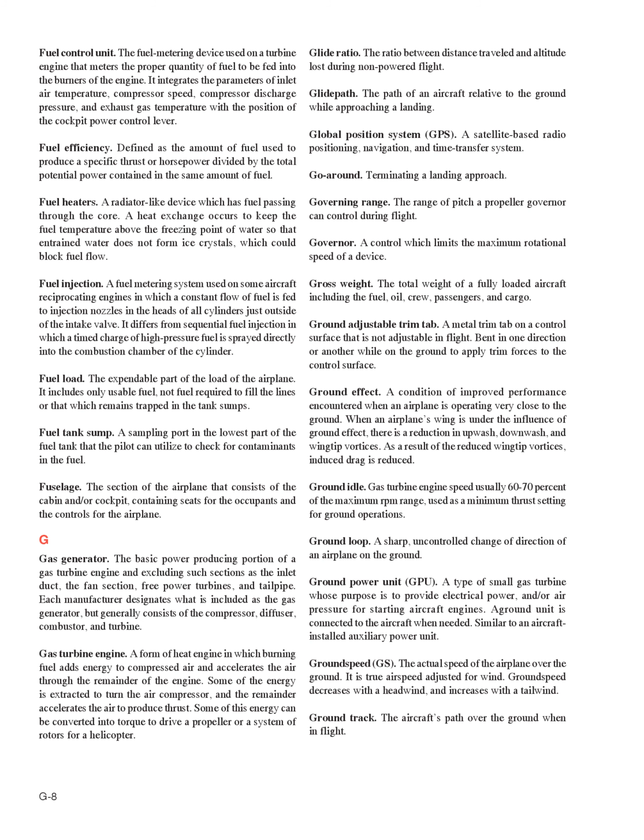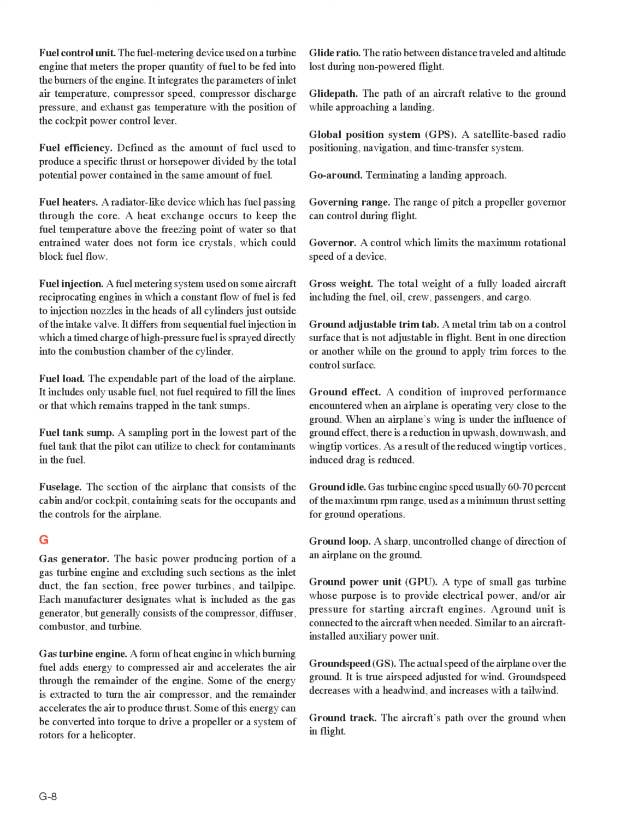The range of pitch a propeller governor can control during flight. Governor. A control which limits the maximum rotational speed of a device. Gross weight. The total weight of a fully loaded aircraft including the fuel, oil, crew, passengers, and cargo. Ground adjustable trim tab. A metal trim tab on a control surface that is not adjustable in flight. Bent in one direction or another while on the ground to apply trim forces to the control surface.